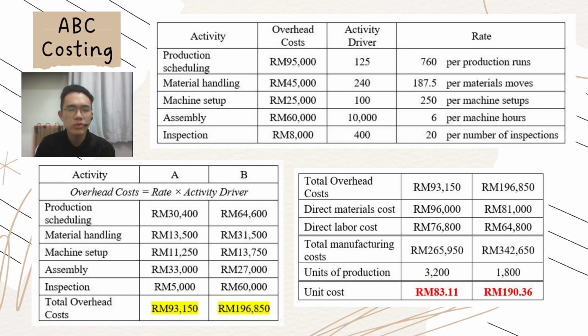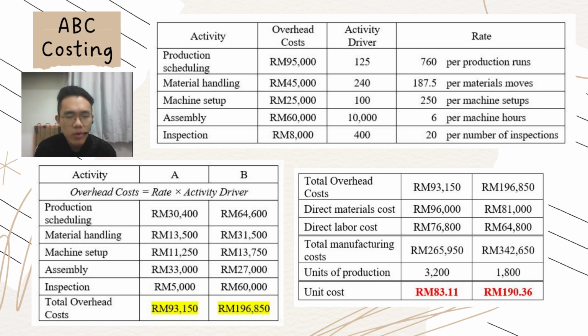Next, we are looking into the ABC costing. If we want to use the ABC costing, there is a little difference when we calculate the overhead costs. In the ABC costing, we need to calculate the overhead cost by each type of activity. For example, we have 5 activities related to the indirect cost, which are production scheduling, material handling, machine setup, assembly, and inspection. So we need to calculate 5 different rates based on these 5 types of activity.